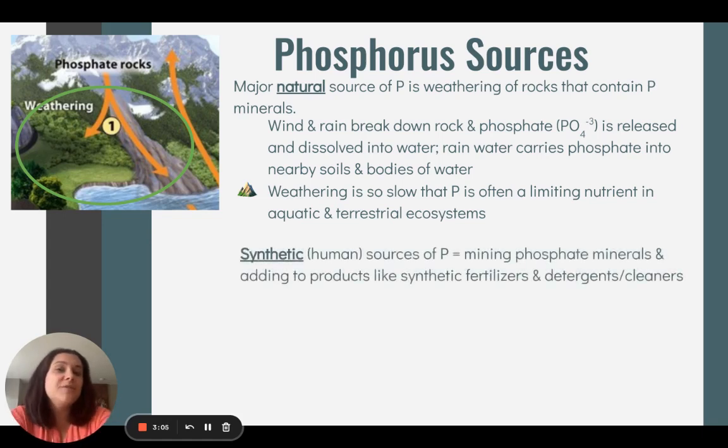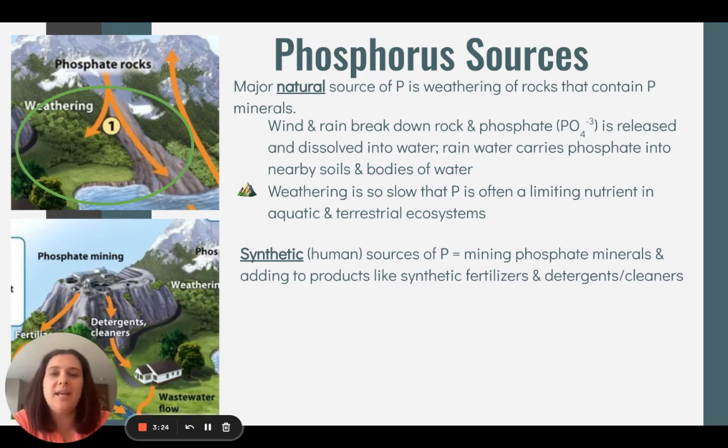Okay. Now, in terms of synthetic sources, humans have learned, and part of this came about when we had to feed a large number of people pretty quickly, that we could make our own phosphorus, kind of. So we'll mine phosphate-containing rock, and we'll add that to synthetic fertilizers for our crops and also to detergents and cleaners because it's a good cleaning agent. So we add it to those.